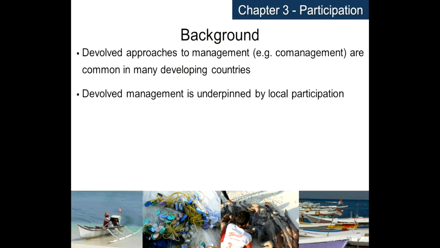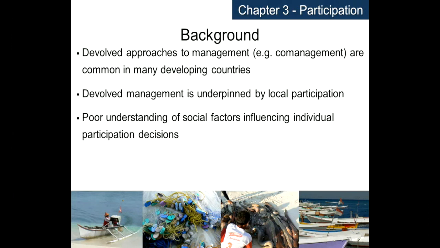As we'd expect, devolved management is underpinned by local participation, and many studies have shown that critical to the success of these kinds of natural resource management is the extent of local people's participation. However, our understanding of the social factors influencing individuals' decision to participate is actually quite weak. That's because a lot of research on devolved management trying to understand participation has used communities as a unit of analysis. They've been looking at what kinds of factors influence communities to collectively manage their resources. That's a lot of the work from common pool resource literature.